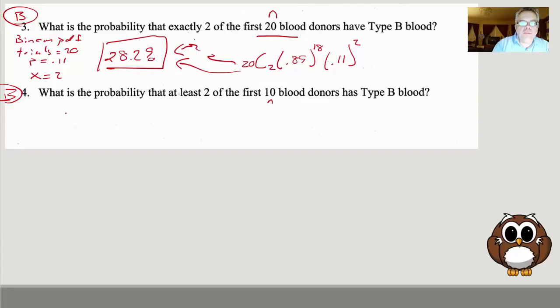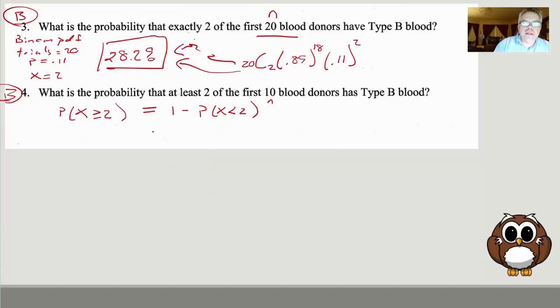Okay, well, we want the probability at least 2, which means x is greater than or equal to 2. Remember, our calculator doesn't do that. It can handle equal or less than or equals. So let's consider the complement. Strictly speaking, the complement of greater than or equal to 2 is less than 2. But we're still out of luck because our calculator doesn't do that.